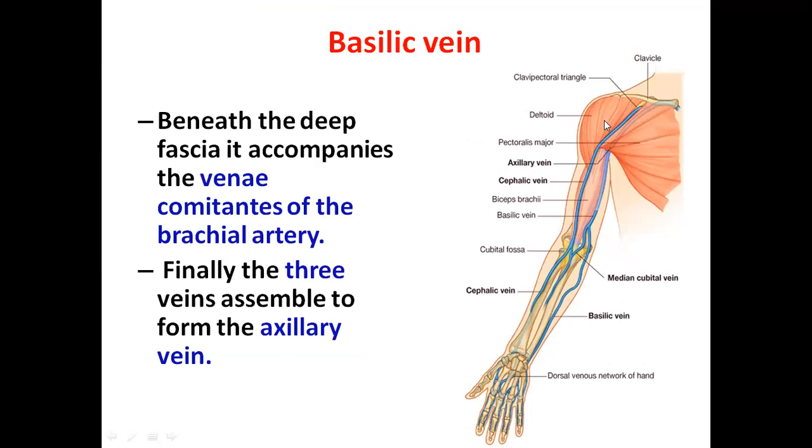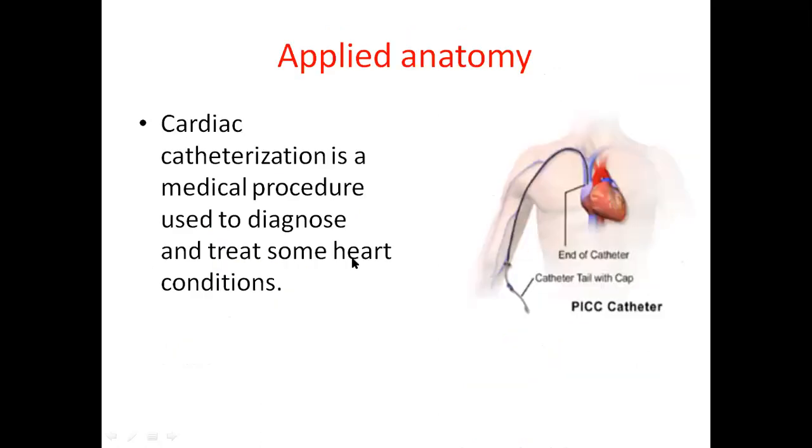Then beneath the fascia, it accompanies the vena comitans of the brachial artery. What are vena comitans? Usually, the deeper arteries will have two veins on either side, which you call vena comitans. In general CVS, we have studied about this, right? So, vena comitans of the brachial artery. Finally, this basilic vein and the two vena comitans of the brachial vein finally drain into the axillary vein. Okay, they all three assemble into one and open into the axillary vein.